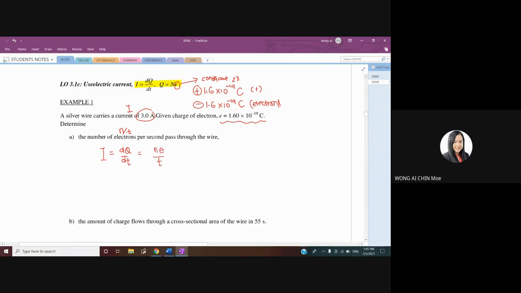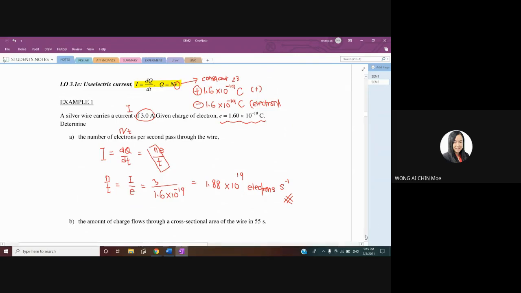Now you want to find n over t. Therefore, n over t equals the current over the charge. Our current is 3, and the charge is 1.6 times 10 to the power of negative 19. So you will get the answer 1.88 times 10 to the power of positive 19 electrons per second. This is the answer for example 1a.